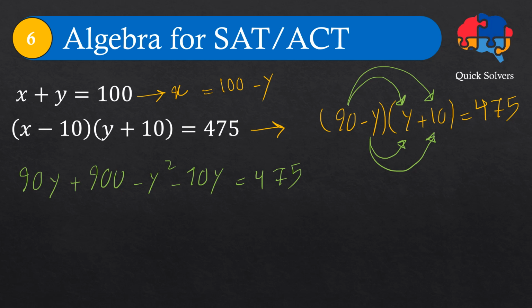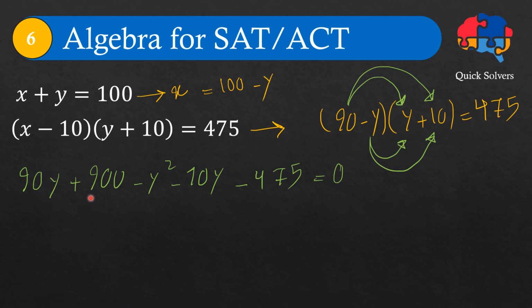475. I can also take this 475 to the left, simplify that with this 900, and then we would have 0 on the right. If I take this 475 to the left, its sign will change to minus 475, and then we have 0 on the right side of the equality sign.